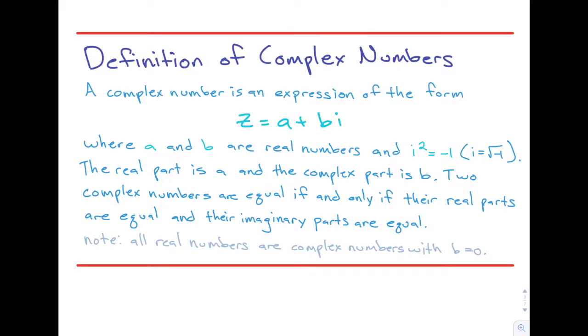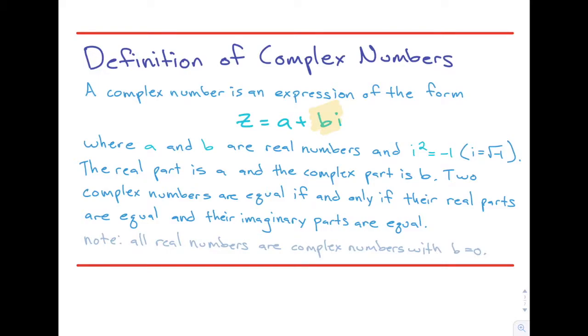It's important to note that the complex numbers are a superset of the real numbers. In other words, the real numbers are a subset of the complex numbers, with b equals 0. So if we talk about complex numbers, that includes the real numbers. The real numbers are just the specific case where the second part, the b there, is 0.